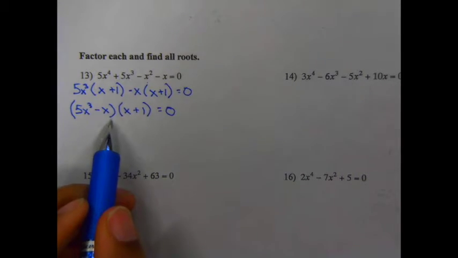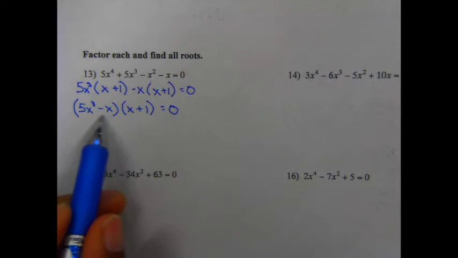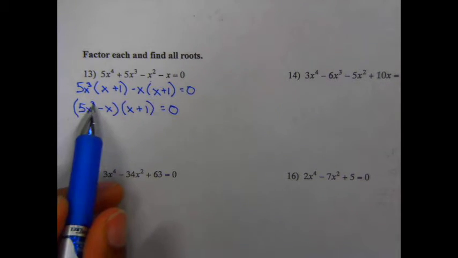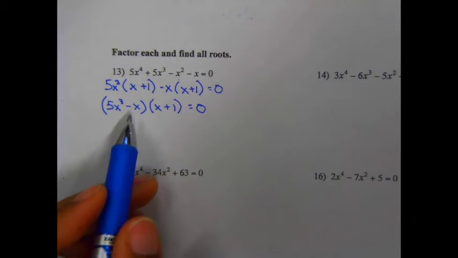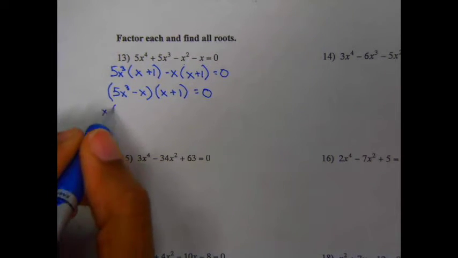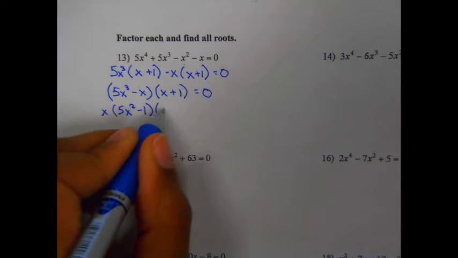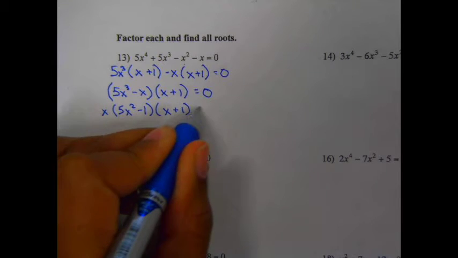Now the difference between this and the one on the front page is that this one has an extra factor here. I can factor this part again. It looks like this has an x in common. So go ahead and pull out an x. Now we have x, 5x squared minus 1, and x plus 1.